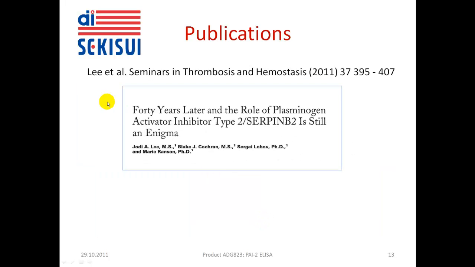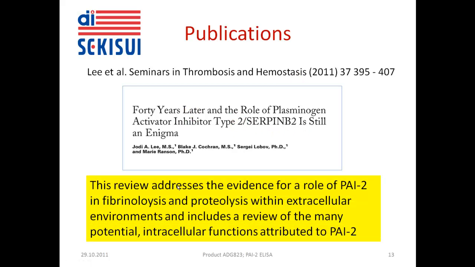And finally, a review by Lee and colleagues in Seminars in Thrombosis and Hemostasis. Again, a summary of 40 years of PAI-2 research, and this review addresses the evidence for a role of PAI-2 in fibrinolysis and proteolysis within extracellular environments, and includes a review of the many potential intracellular functions attributed to PAI-2.